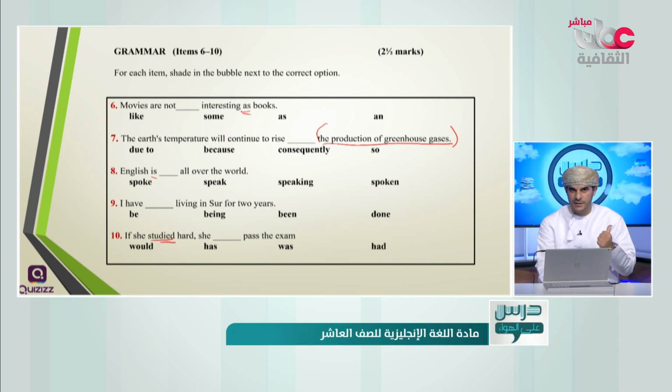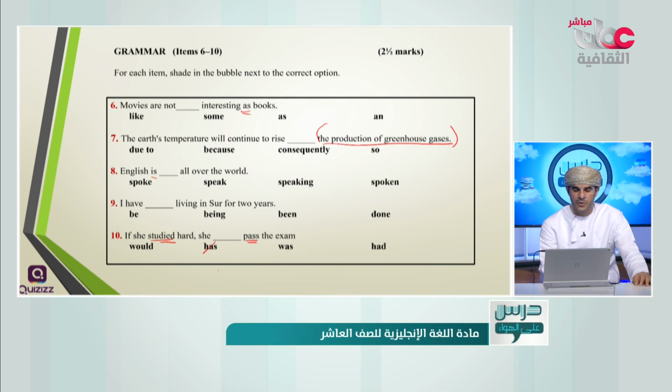If she studied hard in the past, she what? Passed the exam. Sometimes we do something like what? Instead of looking for the correct answer, look for the incorrect answer. How is that, teacher? Look here. Pass. She passed. The verb pass is the what? Infinitive. Has cannot be correct.